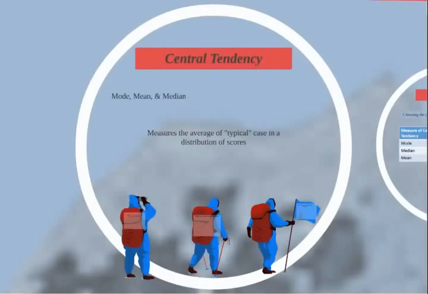In this lecture, we will be talking specifically about mean, median, and mode. Let's take a moment to define what central tendency is. Central tendency measures the average or typical case in a distribution of scores. There are different ways to do that, right? Because we have different levels of measurement: interval ratio variables, nominal variables, and ordinal variables. Each type of measure is specific for each type of variable, and we'll dig into that in a moment.